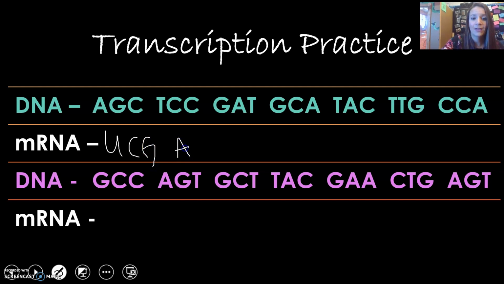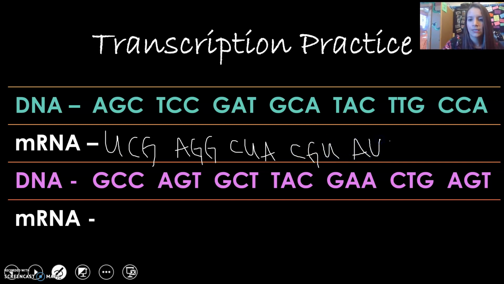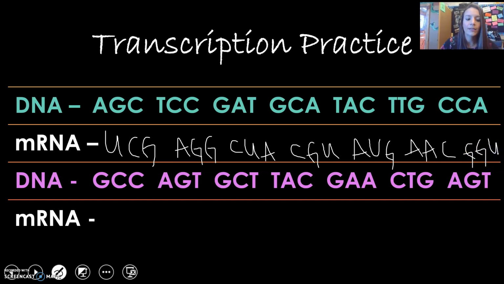T pairs with A, C, G, C, G, G, C, A, U, T, A, G, C, C, G, A, U, T, A, U, C, G, T, A, G, C, C, G, C, G, A, U. All right, pause it here and try this on your own.